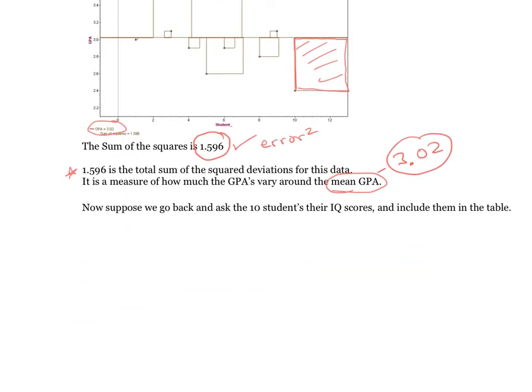Now, suppose we go back and ask the 10 students what their IQ scores are, and we add them to the table. So I know what their GPAs are. Now I'm going to ask each person, hey, what's your IQ?